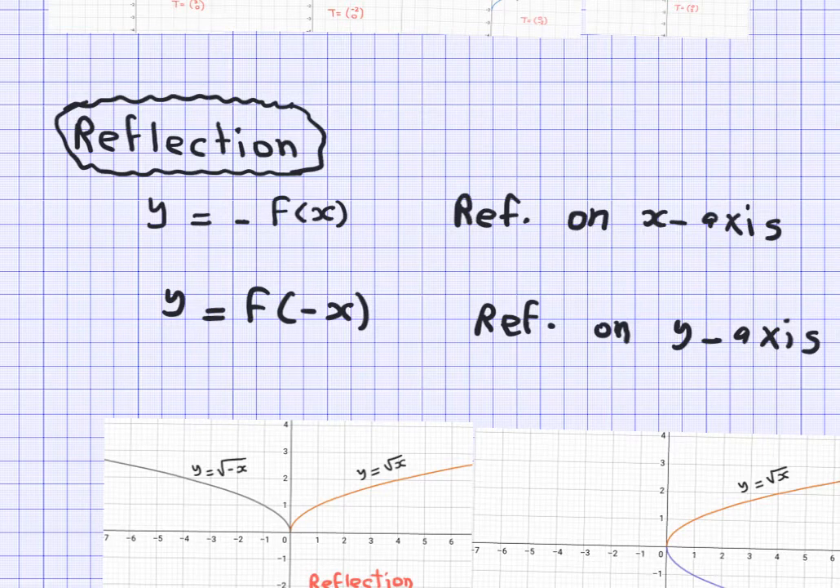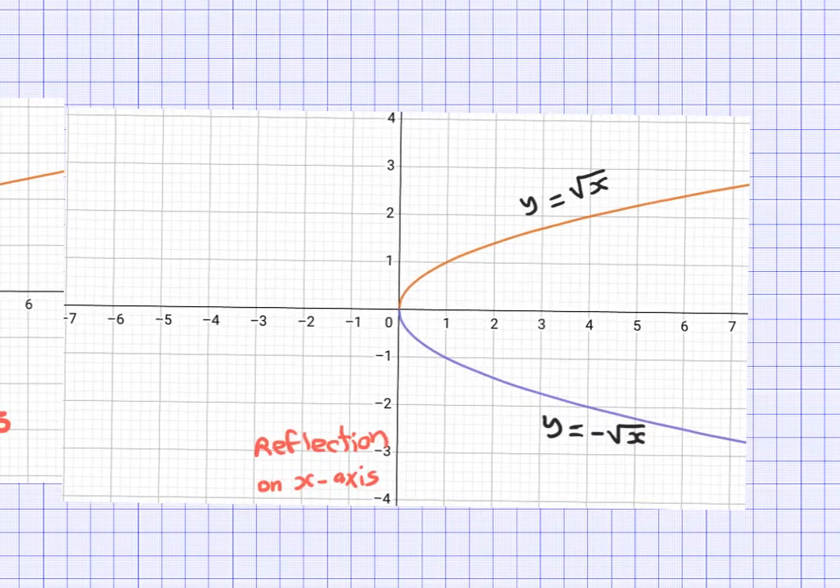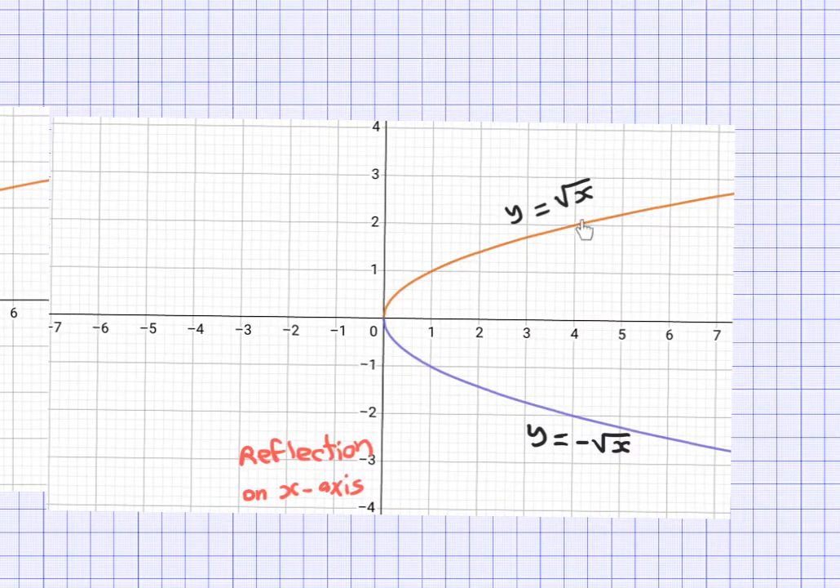For example, if we have y equals root x, the same function, and I need to sketch y equals negative root x, so just reflection on the x-axis. If we multiply the function by negative, this means reflection on the x-axis.